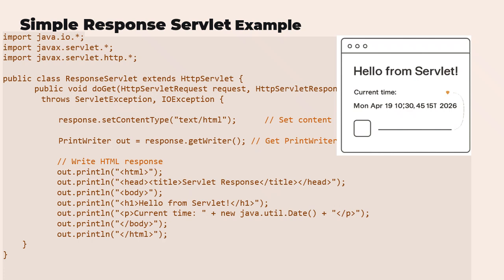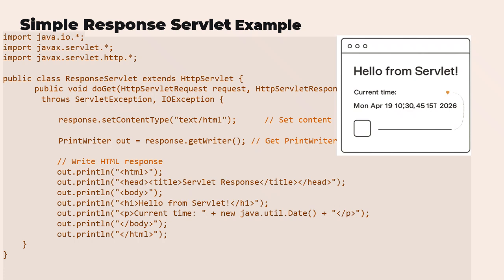This example shows a simple servlet program. The first three lines of the code import the necessary classes for input-output operations and servlet functionality. Then it creates a servlet class that extends HttpServlet, inheriting all servlet functionality. Inside the class, it overrides the doGet method to handle HTTP GET requests. The method receives a request that contains client request information, and a response used to send the response back.